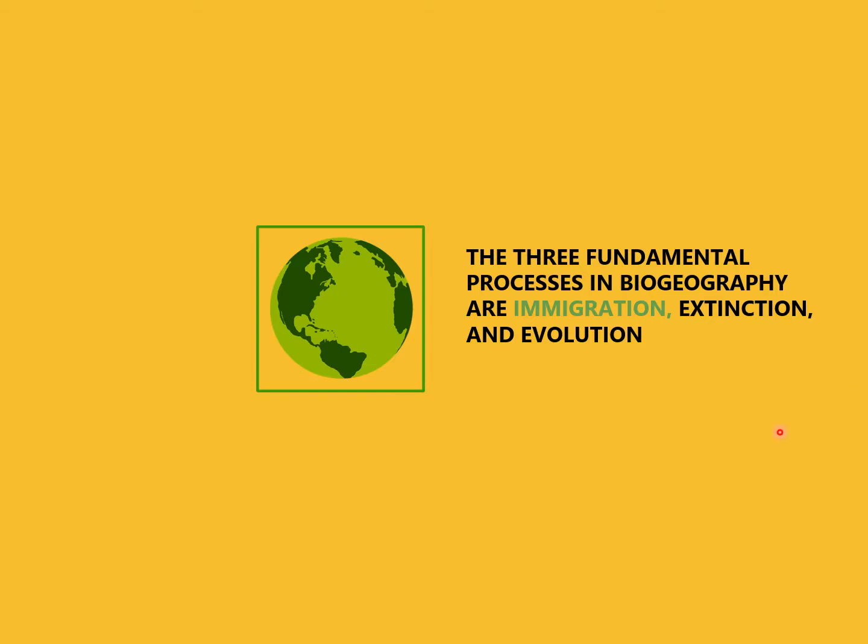So there's three fundamental processes that we recognize in biogeography in terms of what's shaping an organism's distribution and those types of patterns. One of them is immigration, and then we have extinction and evolution. We'll talk about those more. This week we're focusing just on immigration. It's really a fundamental principle of biogeography as far as how organisms move around and how that influences where they are, literally.